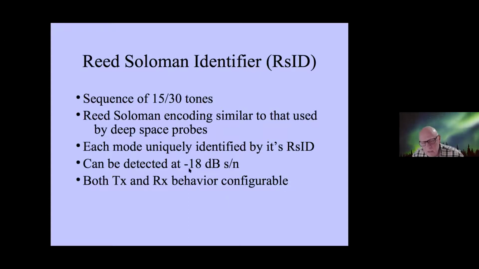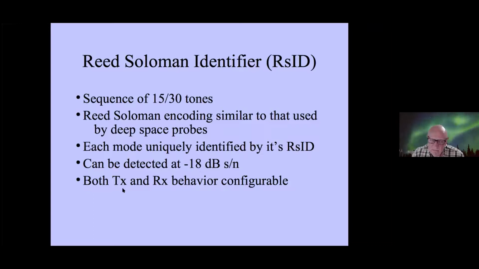So if you transmit a Reed-Solomon identifier preceding your actual transmission, another station who is detecting that type of signal can then automatically decode, change to your mode, maybe even change to your frequency, so that responding to your signal will be much quicker.